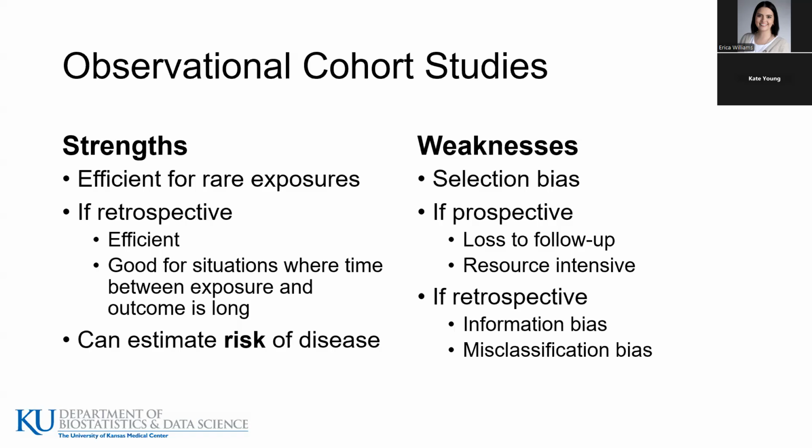They're efficient. They're good for situations where the time between exposure and the outcome is long. And then one other strength, which I'll get to, is we can estimate the risk of the disease. Weaknesses are selection bias. If it's prospective, we may have some lost follow-up, like with randomized controlled trials. They're also more resource intensive. With retrospective studies, those are also subject to information bias or misclassification bias, because we're looking at records from the past.